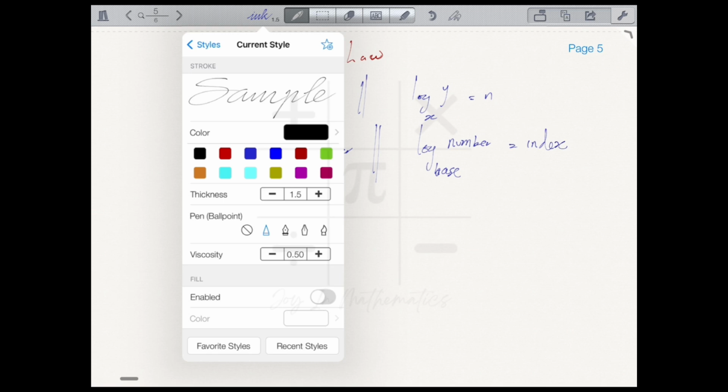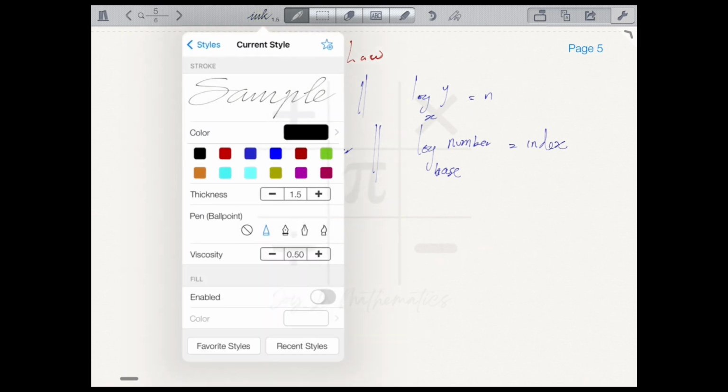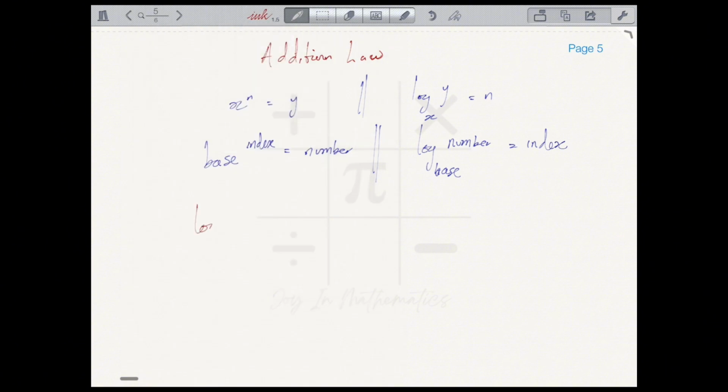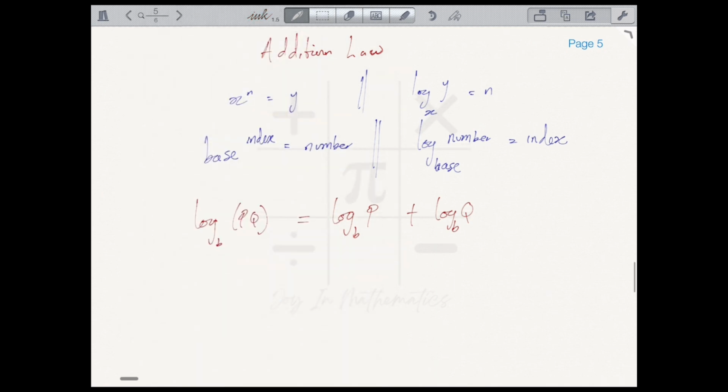Now, let's begin with the addition law. The addition law simply states that log of pq is equal to log p plus log q, provided that they are of the same base. Let's say b, b, and b. Now, let's take a quick derivation on this.